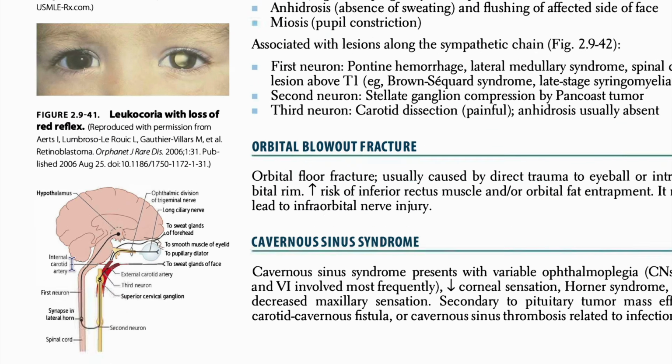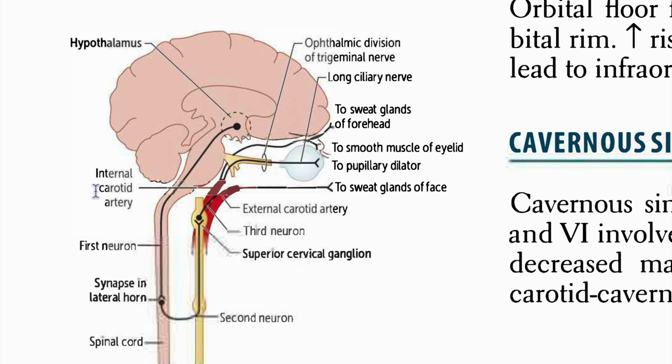Okay, so it comes down from the hypothalamus down to the first neuron, and then synapses in the lateral horn, and then from here to this second neuron, and then here the superior cervical ganglion, third neuron, and external carotid artery. From here to the sweat gland of the face, to the pupillary dilator, to the smooth muscle of the eyelid, to the sweat glands of the forehead.